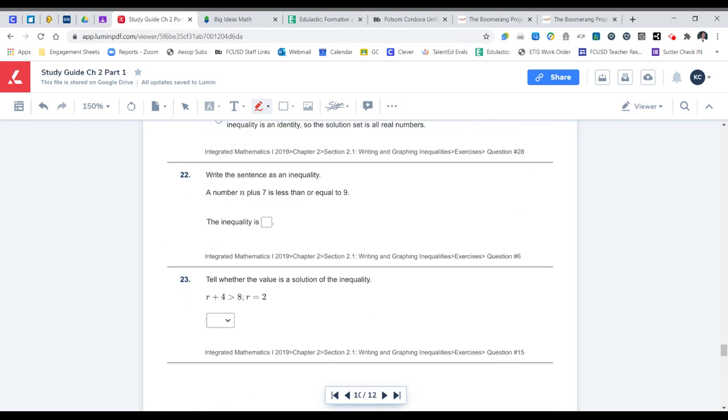Okay, 22. Write the sentence as an inequality. A number n plus 7, I always go right in order, is less than or equal to 9. That's it. All right, on the next one, tell whether the value is a solution of the inequality. That means putting 2 where the r is. So I'm going to rewrite it with 2 for the r. 2 plus 4 is greater than 8. Well, that would mean 6 is greater than 8. That is incorrect. So no, that is not a solution.